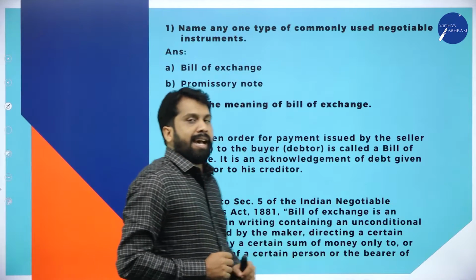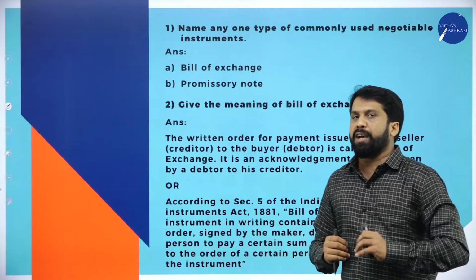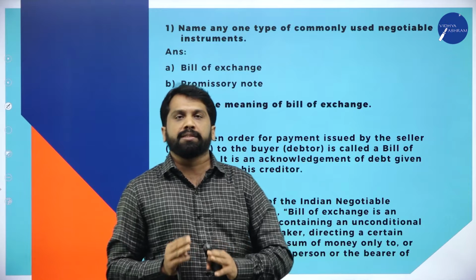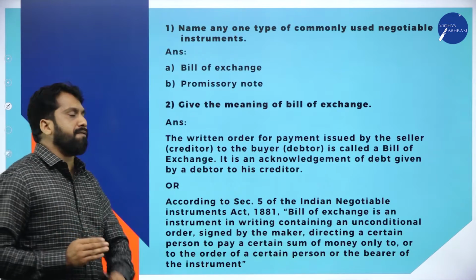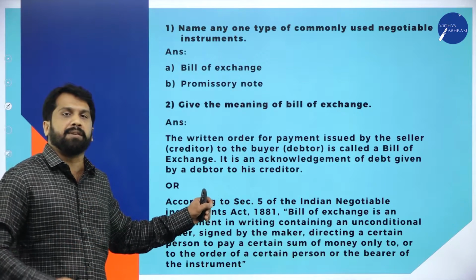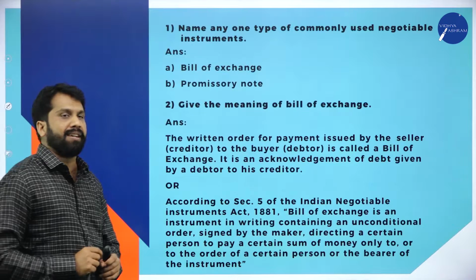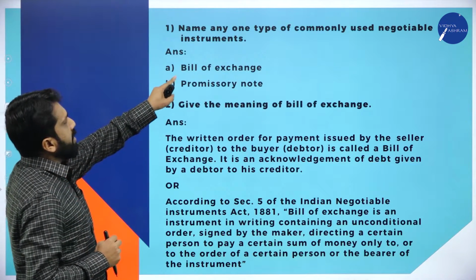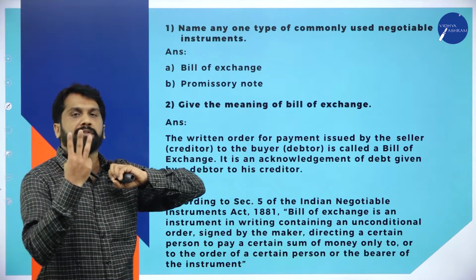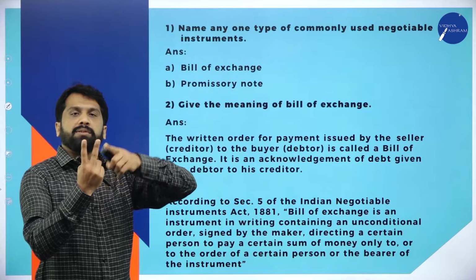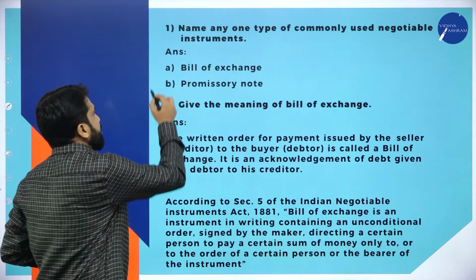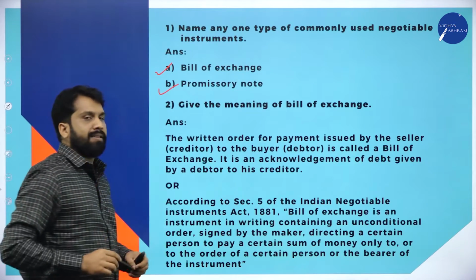So in these slides, I have given question and answer format. Why? Because in your examination, you may get one question for 1 mark. So just get ready for only 1 mark questions. You will not get any 6 or 2 marks theory question. One word answer required. Now, name any one type of commonly used negotiable instrument. As I told you, I have given you 3. Which are those? Promissory note, bills of exchange, check. You write any 2. So, bills of exchange, promissory note.